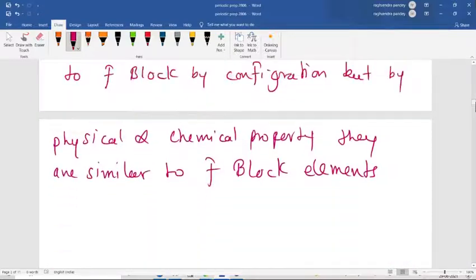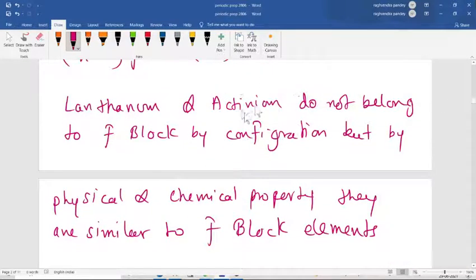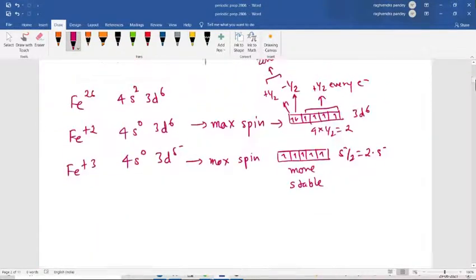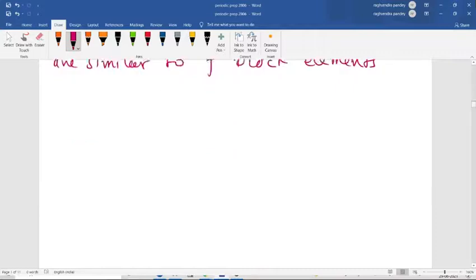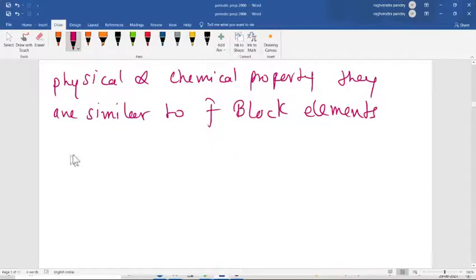So this one, lanthanum and actinium, you have to remember. Sometimes they ask. So the f block basically starts from cerium. I am not giving you the electronic configuration of this, just remember this one. So one is your lanthanide series, and the second one is the actinide series.